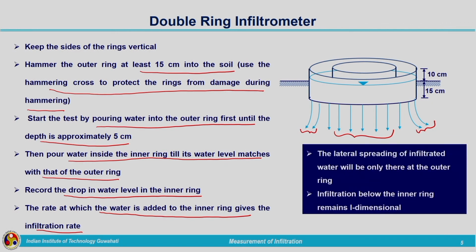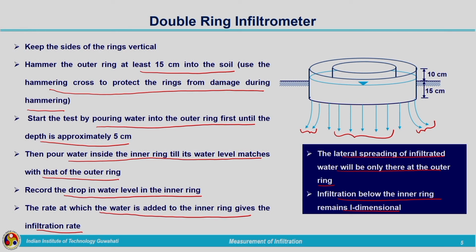The advantage here is that the lateral spreading of infiltrated water will be only at the outer ring. Infiltration below the inner ring remains one dimensional. If only a single ring is present, lateral spread will cause extra flow of water rather than what is expected. But in the double ring infiltrometer, this lateral flow is from the outer ring. The inner ring provides only infiltration in the vertical direction, and we can consider it as one dimensional.